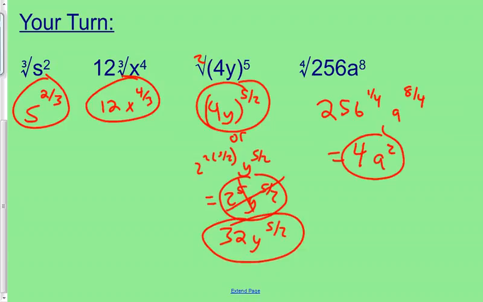And then the last one would be 4a squared. Simplifies to that. Because when you get a to the 8 over 4 power, that is 2. 8 over 4 is 2, so it's squared. All right, very last thing.